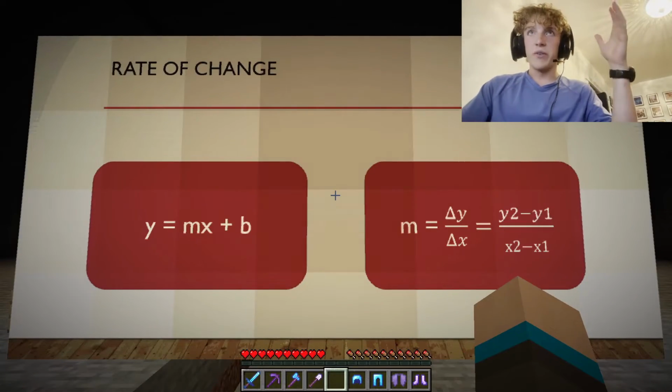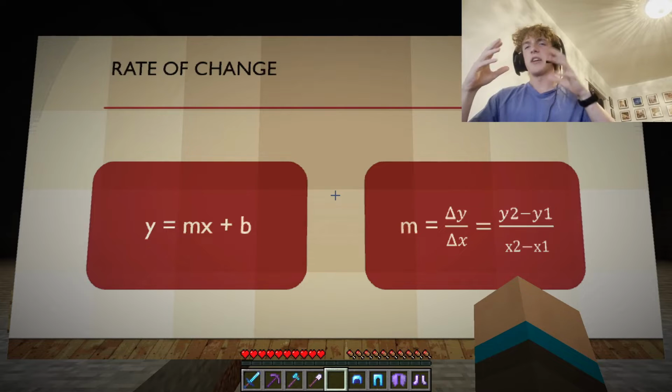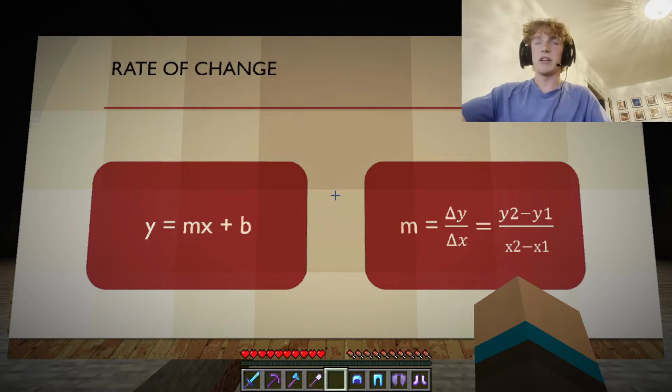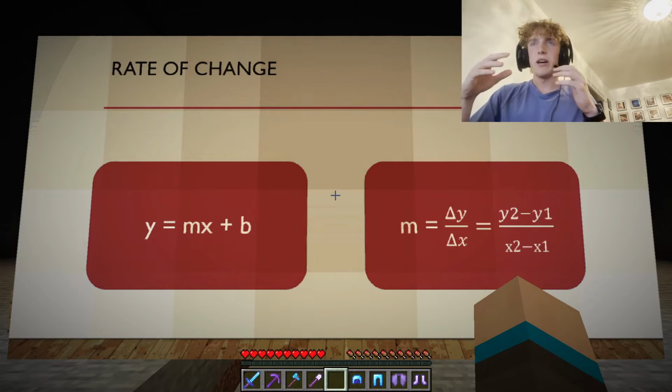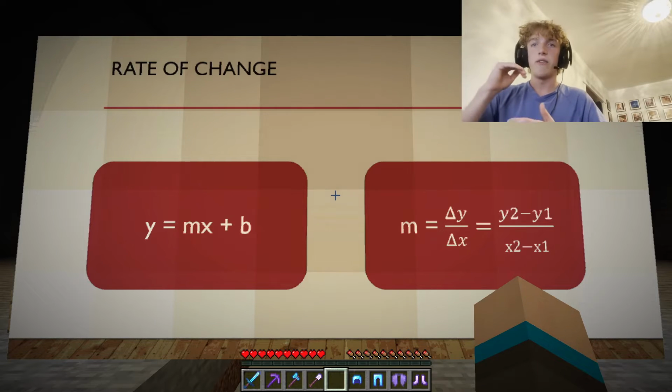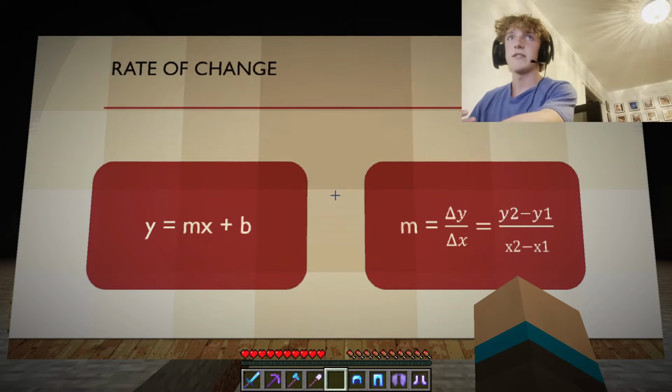The understanding of a derivative is all underpinned by the understanding of rate of change. Slope-intercept form is y equals mx plus b, where m stands for slope. This is the average amount the function increases in y per increase in x. Therefore, it can be found by dividing the change in y by the change in x.